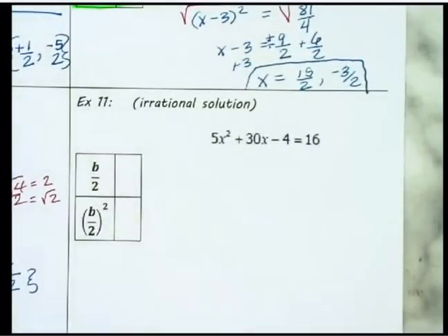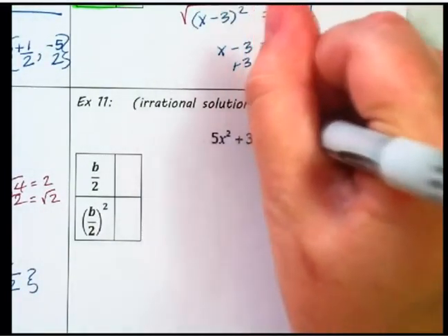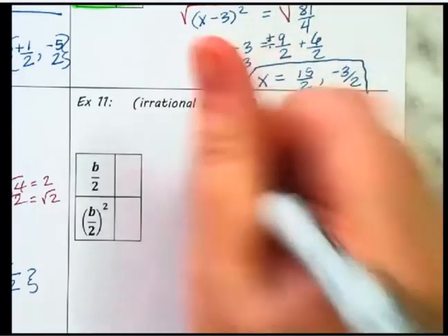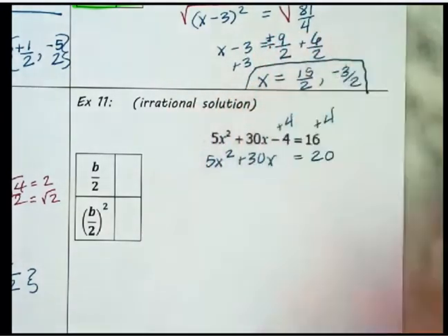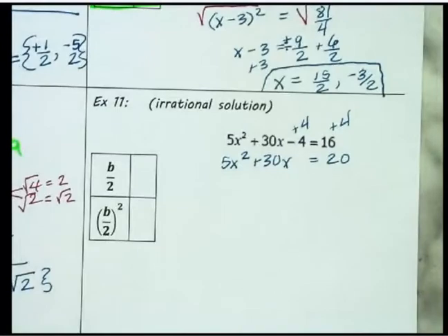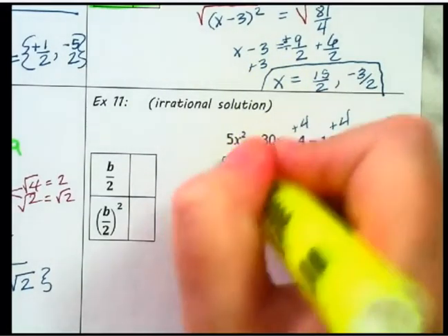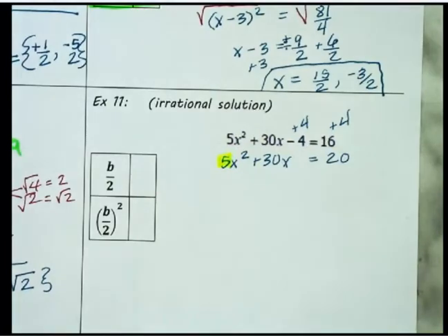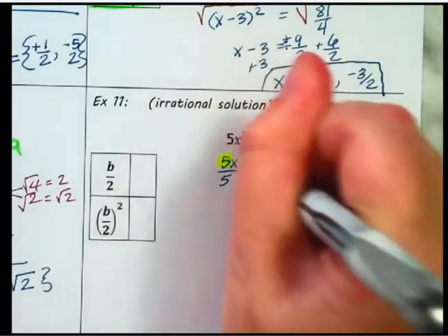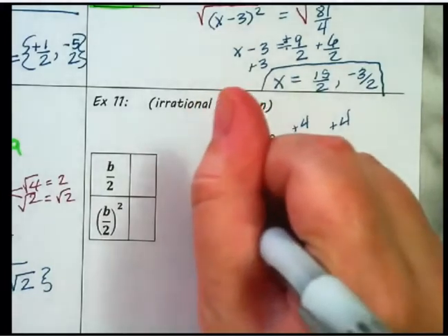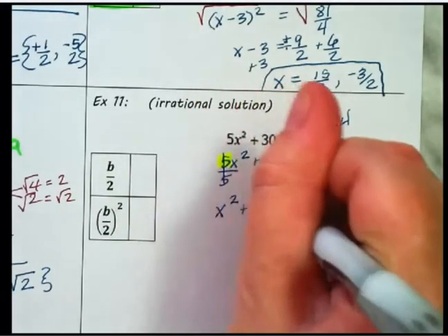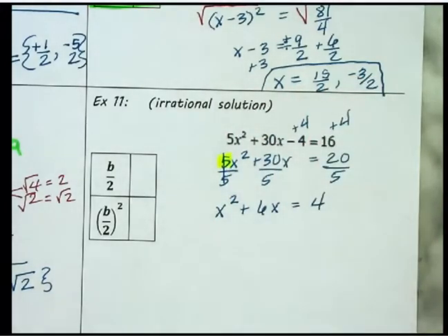Last example, number 11. We're going to do the same thing. Okay. Add 4 to both sides. Now I need to, because my a value is a 5, I need to divide everything by that 5. Okay. So now I have x squared plus 6x equals 4.